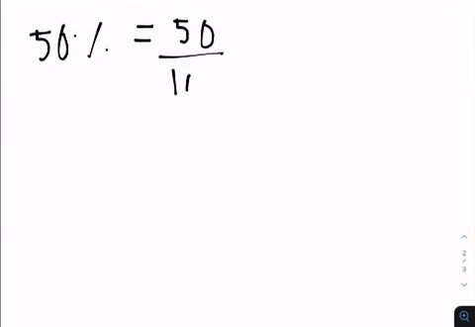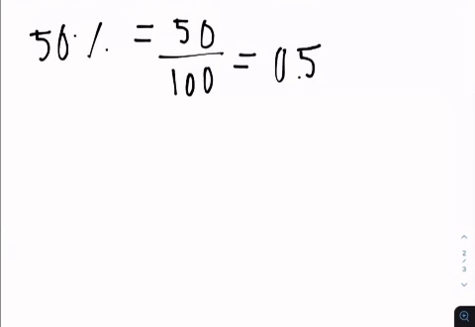Another form that fractions can take is percentages. Percentages are just fractions with a denominator of 100. For example, 50% is equal to 50 over 100. Or it can be expressed as a decimal, which is 0.5. Percentages are useful because they are common in real-world situations, such as taxes, discounts, and inflation.